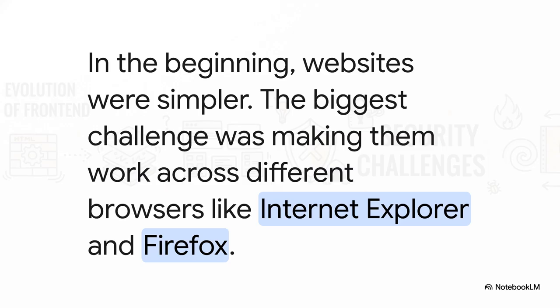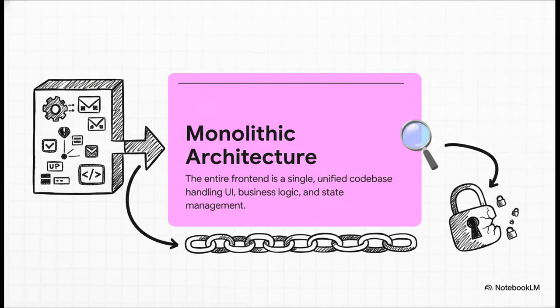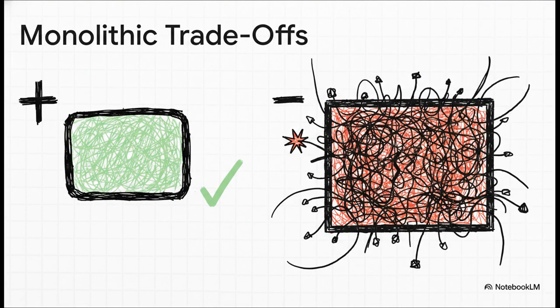And the architecture we used for this? Well, it was a perfect fit for a simpler web. We called it the monolith. So, the monolith. What is it? Well, it's exactly what it sounds like. The entire application, the UI, the business logic, everything was just crammed into one single giant code base. Think of it like a studio apartment for your code. It's all in one room. And look, for a small site or a brand new project, this was actually awesome. It was simple, easy to get started, easy to deploy.